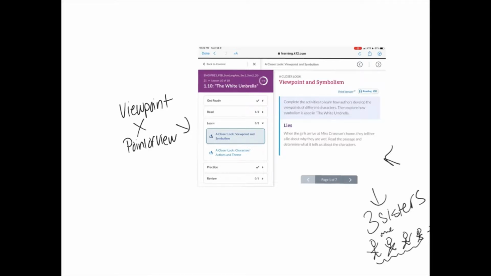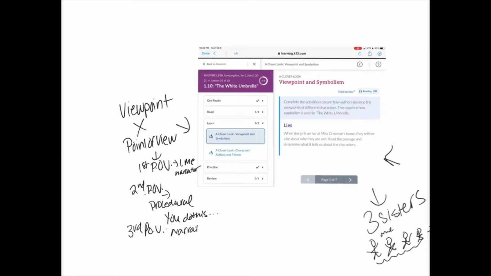Okay? We're talking about point of view. We're talking about first person point of view. That's like I, me, narrator, right? When we're talking about second person point of view, that's maybe like in a procedural essay when you're telling somebody to do something, like you do this. And then we have third person point of view. That's when we do have like a narrator, and they're using pronouns like he, she, they. Okay, so different than viewpoint.